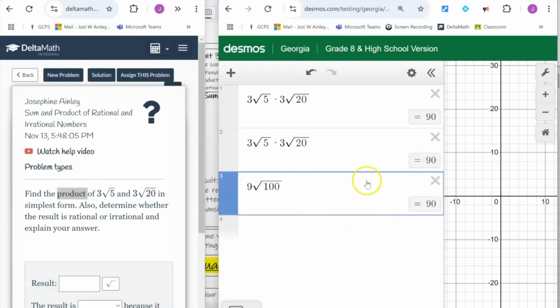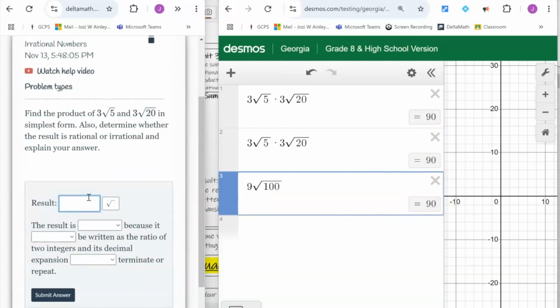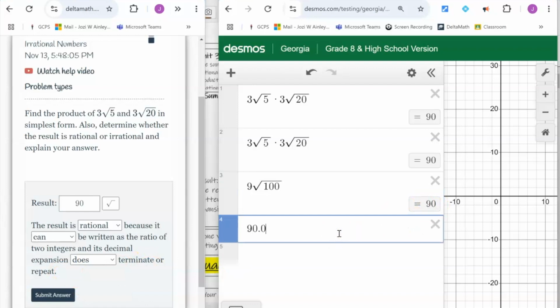Actually, why am I still doing this problem? What does it say it is? It's 90. So the answer is 90. It's not a decimal, it's a 90. So what is this? This is rational. Why is it rational? Because it can be written as a ratio of 2 integers. It's an integer, isn't it? And the decimal expansion does terminate or repeat. It terminates. You can think of 90 as 90.0 or repeating zeros. But I'm still going to keep going because I don't want to find another example, so I'm going to keep going to show you.